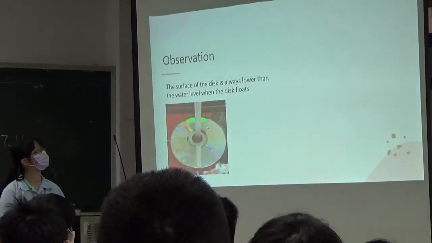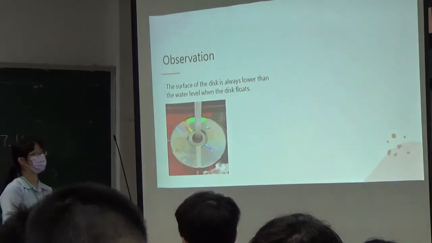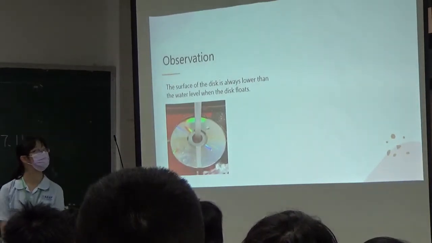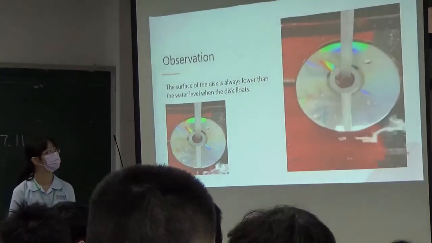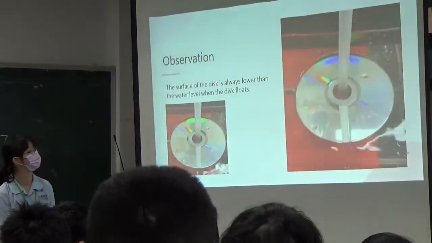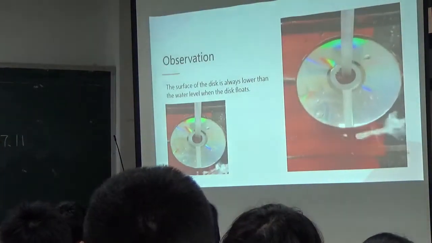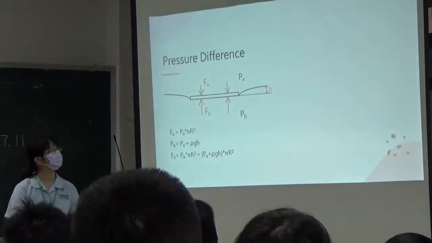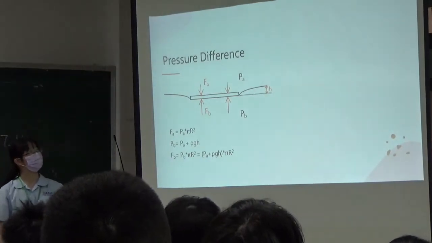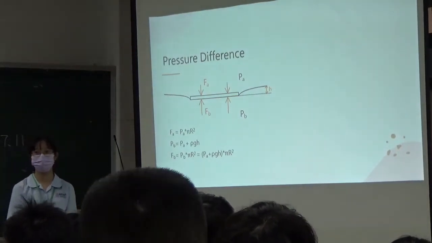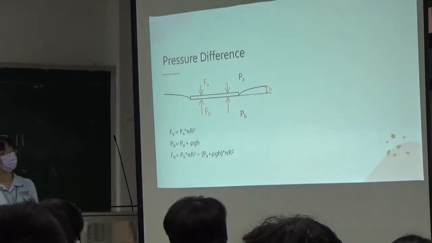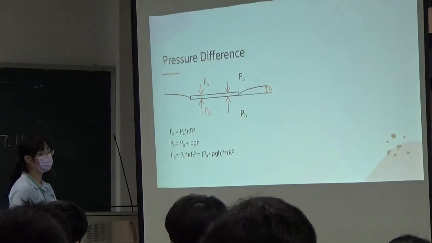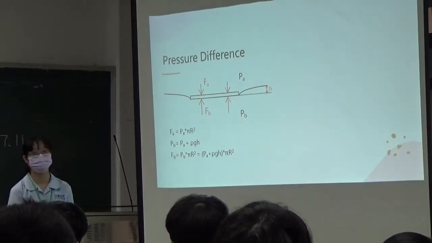Here's our observation. I observed that when the disk floats, the surface of the disk is always lower than the water level. And here's my theory. I thought that the force caused by a pressure difference affects it the most. Here, PA stands for the atmospheric pressure, and PB stands for the pressure underneath the disk.